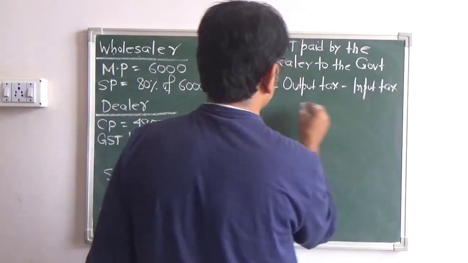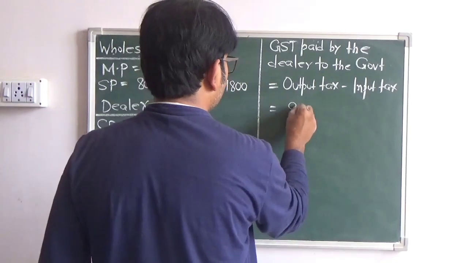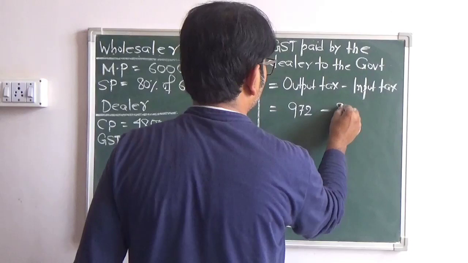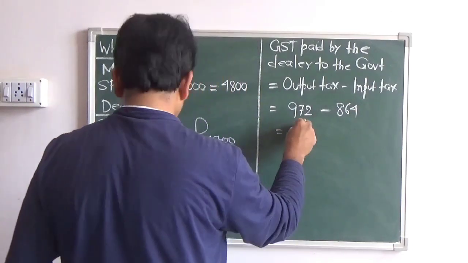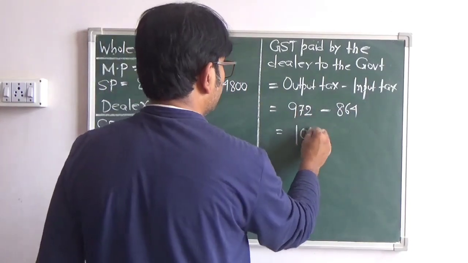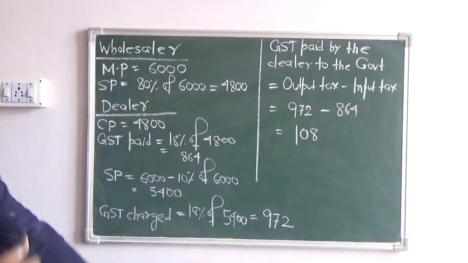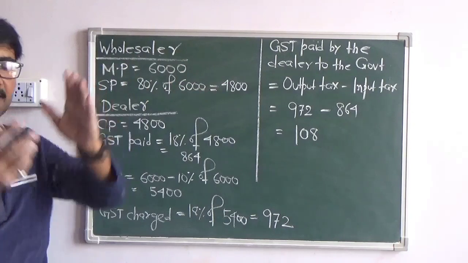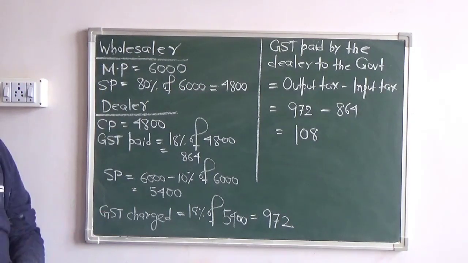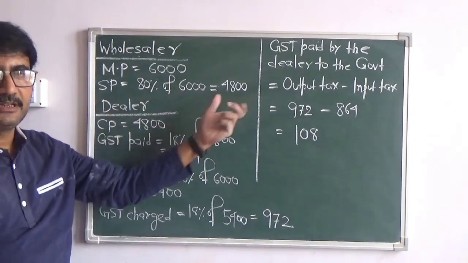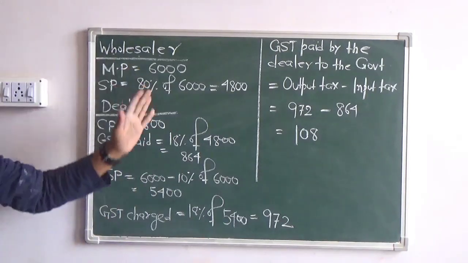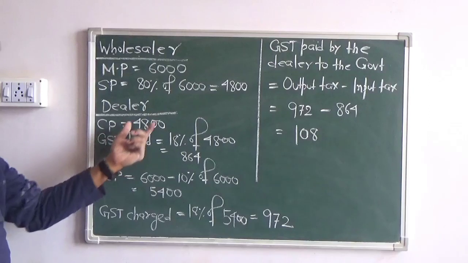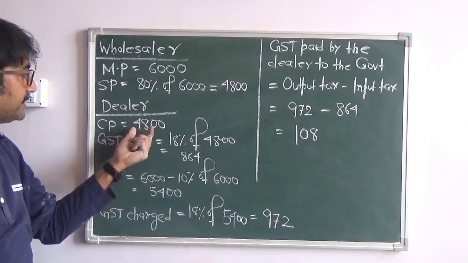Input tax, so output tax is 972 and the input tax is 864, and that comes to 108. So it is very simple here. You can see that the mark price for the wholesaler is 6,000 and he sells the article at a discount of 20%. So the selling price comes to 4,800. Now selling price of the wholesaler is equal to the cost price for the dealer. So dealer gets the article at rupees 4,800.